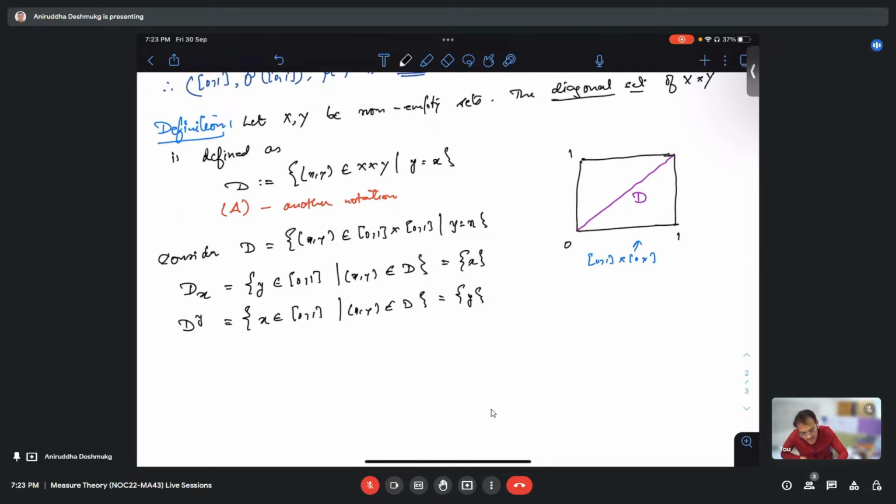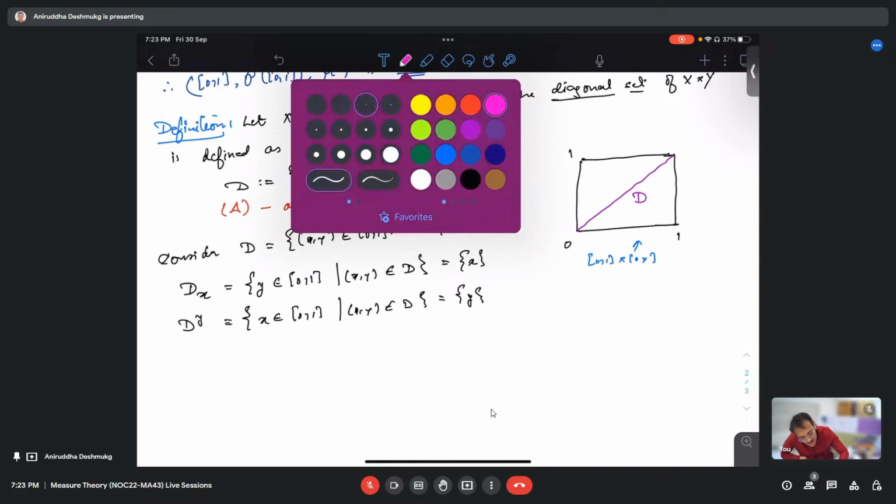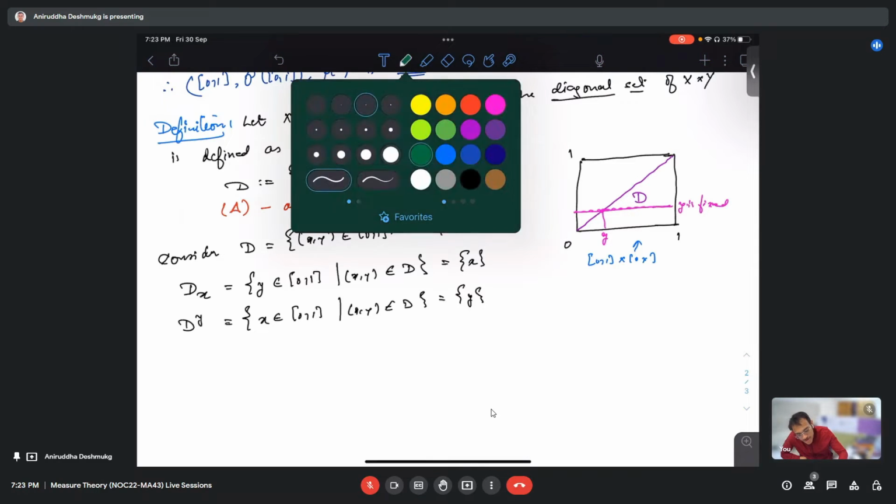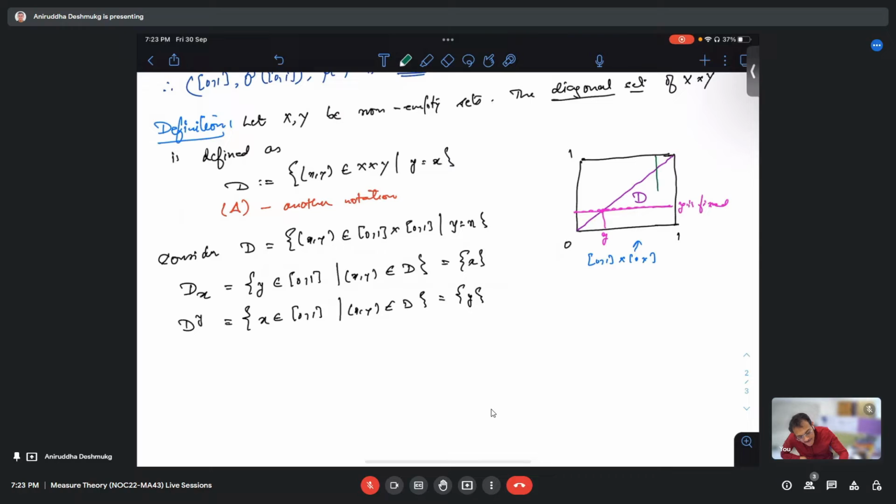Because what I am saying is, look at this horizontal line here. Here y is fixed. Where does this intersect D? It only intersects at one point, which is y. On the other hand, look at this vertical line where x is fixed. Look at where it intersects this purple line. It again intersects only at one point, and that value is x. So therefore, in this case, the sections of D are actually singleton sets.